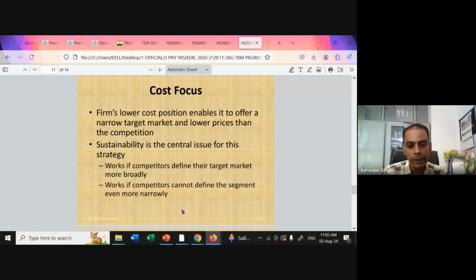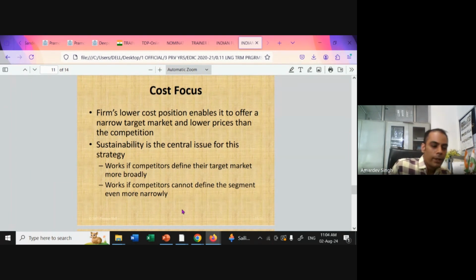Works if the competitors define their target market more broadly, like Havells or other brands, let us say Maharaja or other brands, may have identified that we will not go up to the level of rural areas. But Kalsi has done it, let us say. So Kalsi will survive till the time the bigger players don't define their market more narrowly. Works if competitors cannot define the segment even more narrowly.